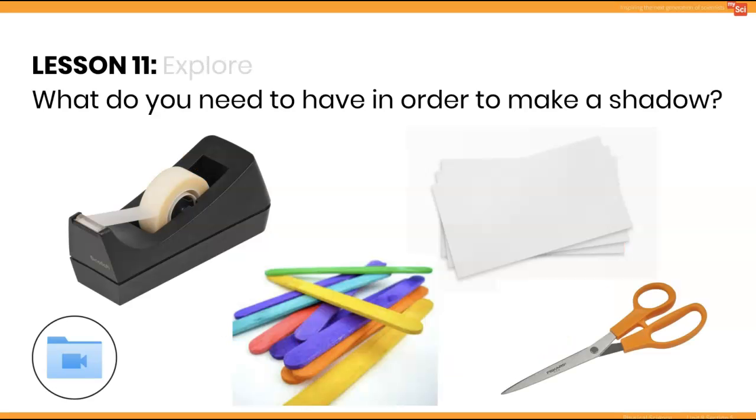In the explore portion of this lesson, you're going to ask the class, what are 3 things you need to make a shadow? If students aren't confident when saying light source, light blocker, and surface, that's okay at this point.